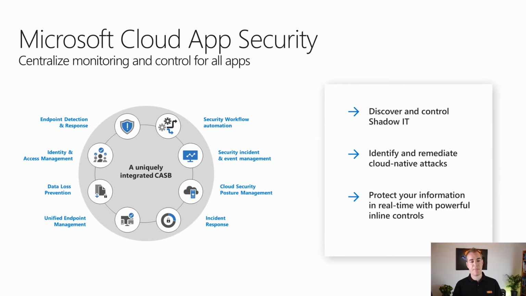So we have the unified app administration. Microsoft Cloud App Security is the place where this all comes together. It's centralized monitoring and control for these applications: endpoint detection and response, data loss protection, which is of course very important for data and BI. Honestly, this is one of the most killer features, together with Azure Active Directory security in Power BI, that most people never talk about, but it's very important. You can discover and control shadow IT, identify and remediate cloud native attacks, and protect that information in real time with powerful controls.